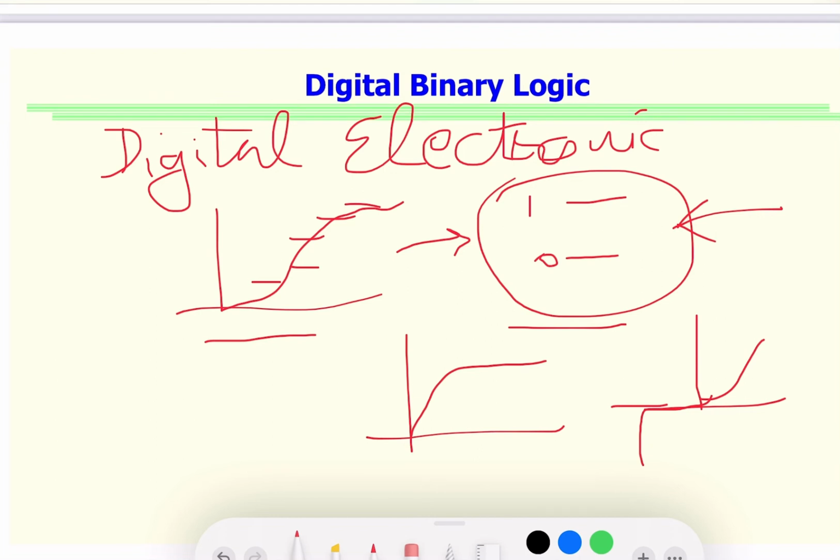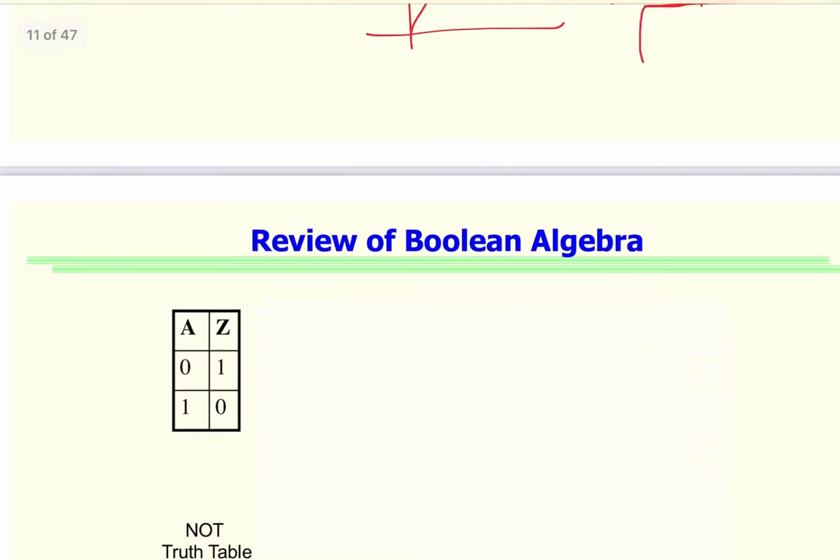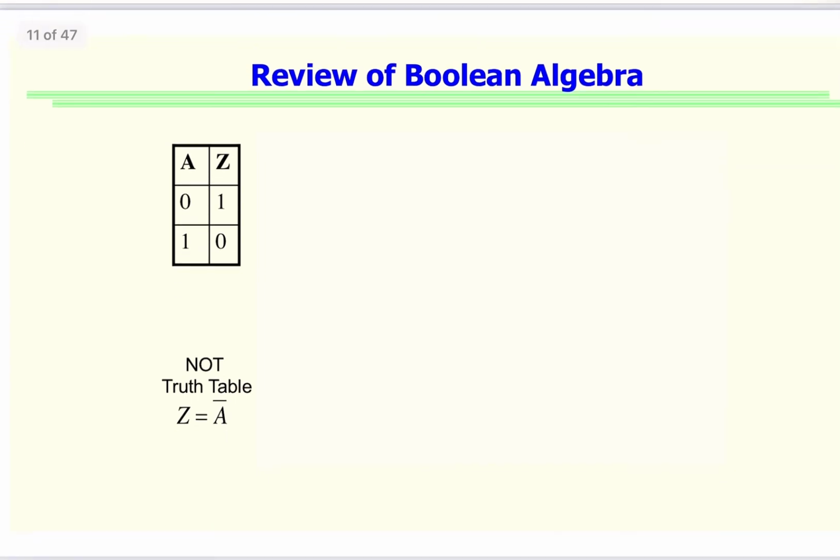So positive or negative or 0 and 1, that's just going to be relative in our circuits, but now we'll have to think of it in terms of high and low. So we have these elements which would give a specific outcome depending on their operation, and we write them as truth tables.